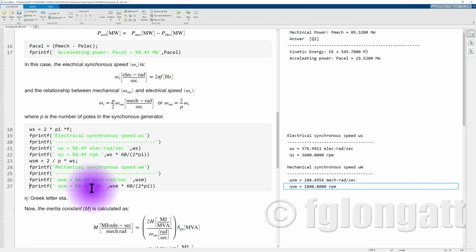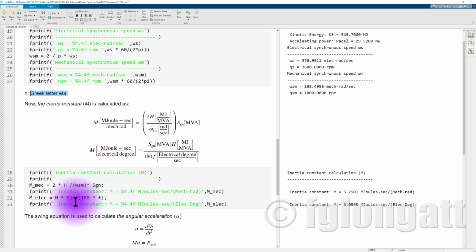Okay, you must be careful here with the rotational speed in RPM. We are using the Greek letter eta. It's not the letter N. This is a Greek letter, the lowercase letter eta, okay?